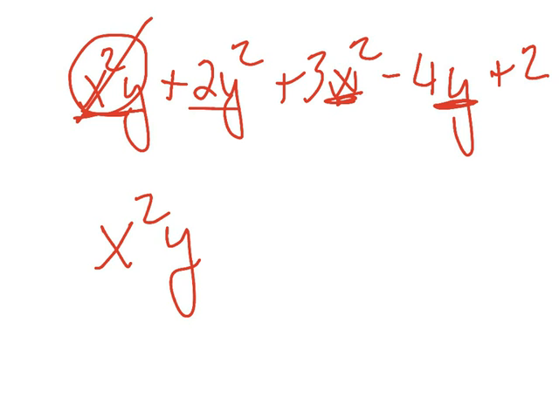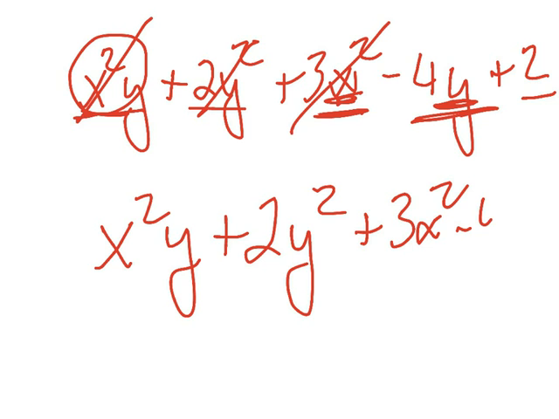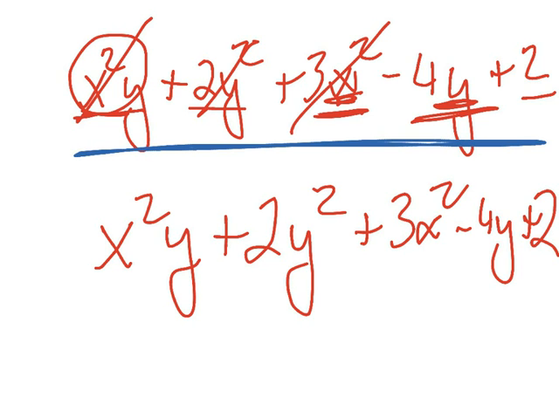Then I go to the next term, 2y squared. There's an x squared here, and a y over here, and a 2, so I can't combine that with anything. Then a 3x squared. Can't combine that with anything. Minus 4y plus 2. So the way I originally wrote it was already simplified. Because the variables weren't an exact match, I could not simplify or could not combine like terms.